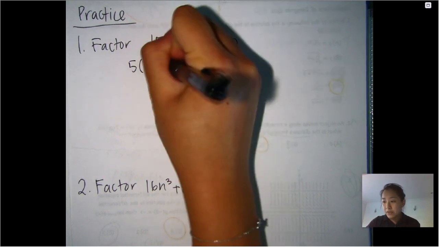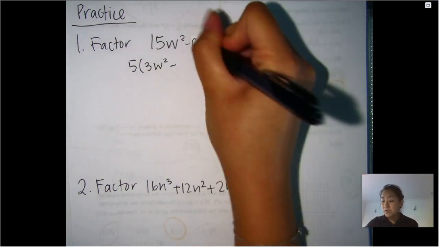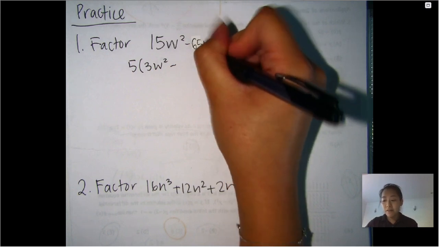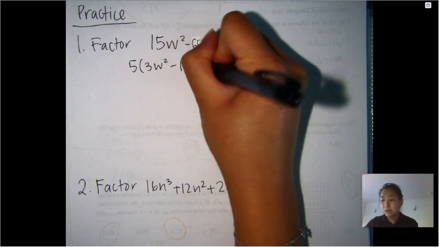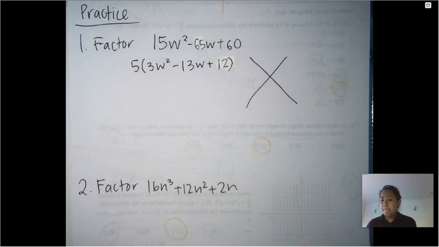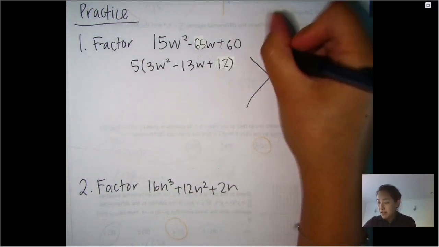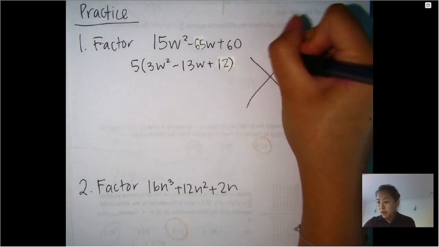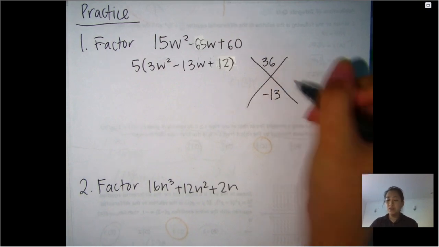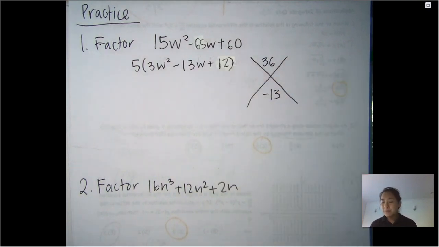So we have 5 times 3w squared minus, and then if you divide 6 by 5, you get 1. And if you carry the 1, you have 15 divided by 5, that's 3. So this is minus 13w plus 12. And then you make your big X, which I did already there for us. And then we have 3 times 12 in the top, so that's 36, and then minus 13 at the bottom. And so you think to yourself, what two numbers add up to negative 13 and multiply to 36?